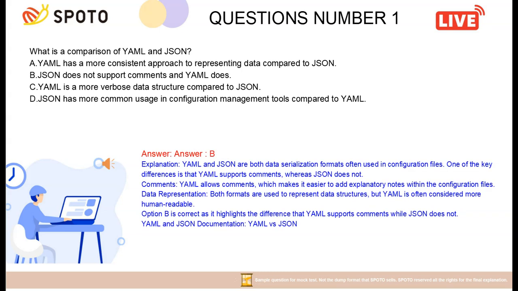Answer, B. YAML and JSON are both data serialization formats often used in configuration files. One of the key differences is that YAML supports comments, whereas JSON does not. Comments: YAML allows comments, which makes it easier to add explanatory notes within the configuration files. Data representation: both formats are used to represent data structures, but YAML is often considered more human-readable. Option B is correct as it highlights the difference that YAML supports comments while JSON does not. YAML and JSON documentation, YAML versus JSON.